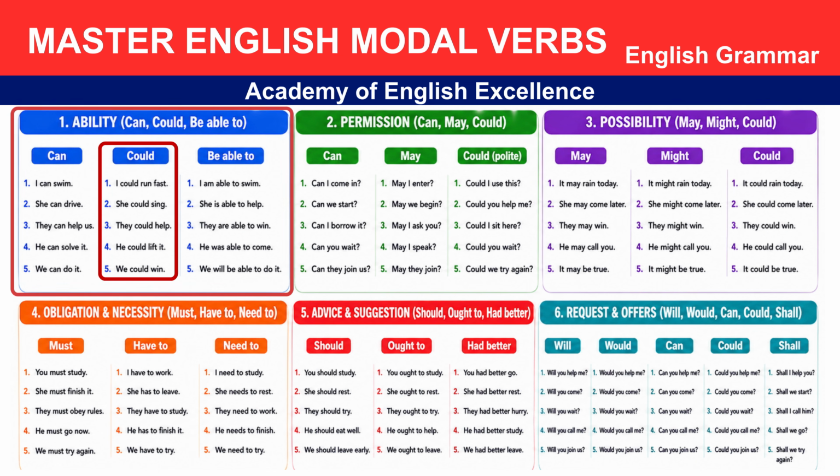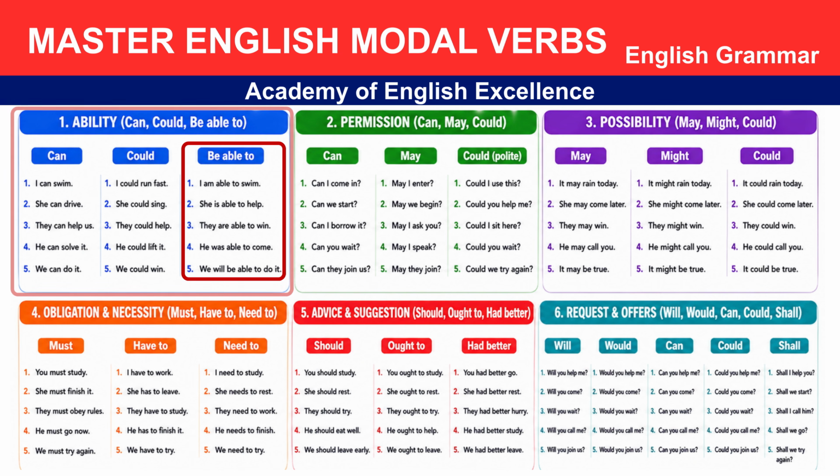I could run fast. She could sing. They could help. He could lift it. We could win. And examples for be able to. I am able to swim. She is able to help. They are able to win. He was able to come. We will be able to do it.